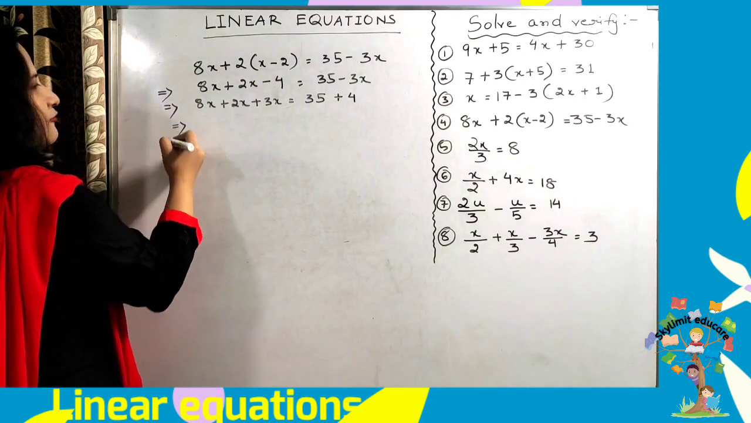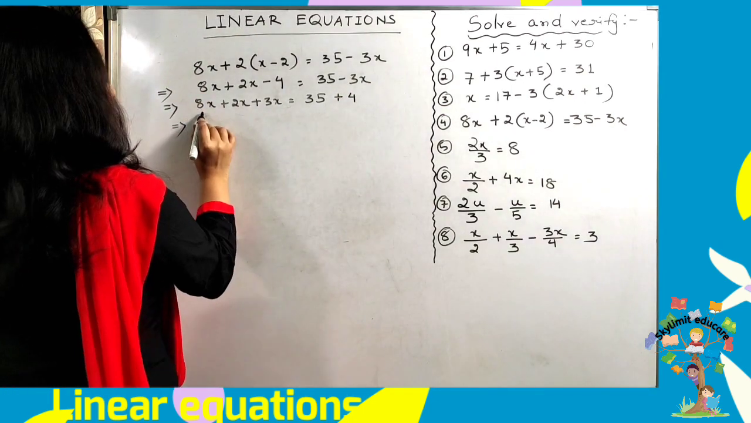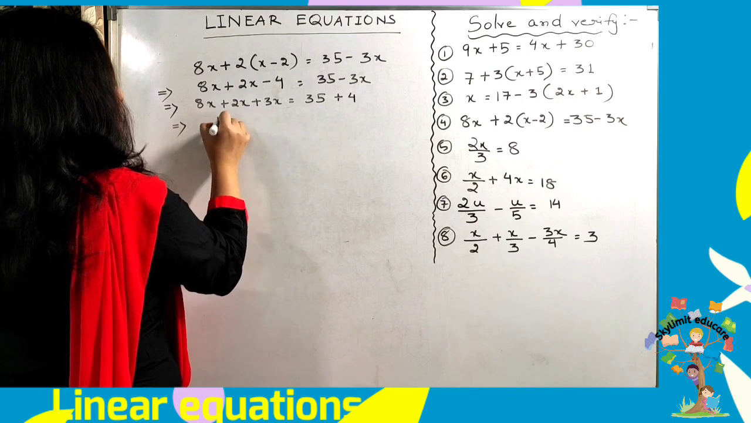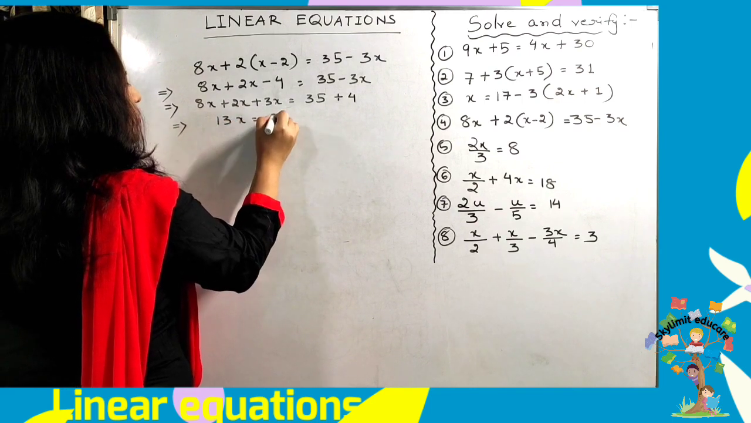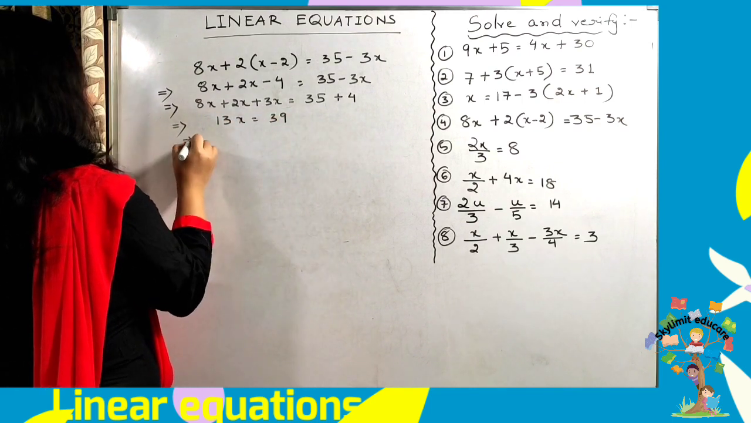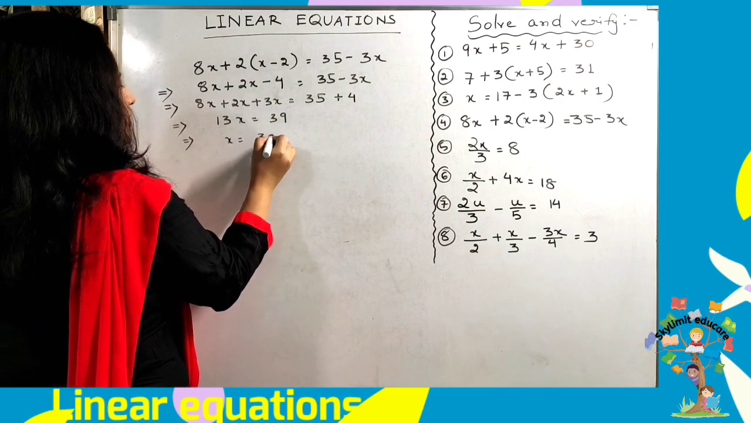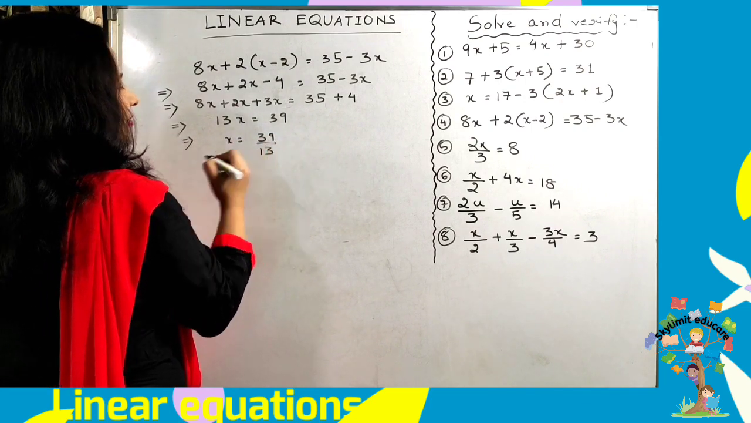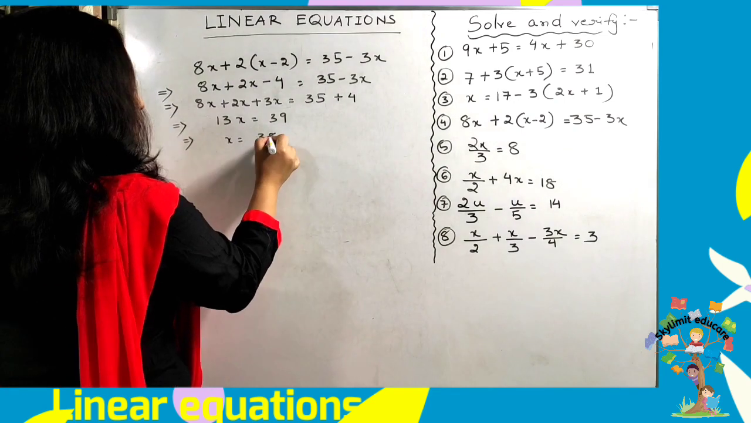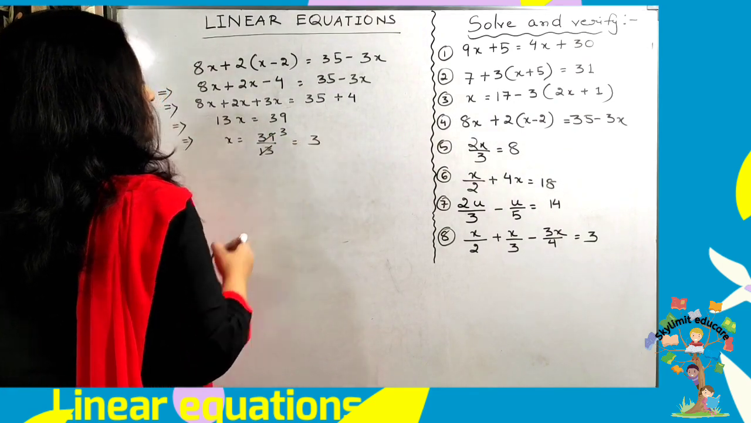Okay. Very carefully solve the steps. Clear? So now 8 plus 2, 10. 10 plus 3, 13. 13x is equal to 39. That implies x is equal to 39 divided by 13. So cancel it. You got how much? The value of x is 3.